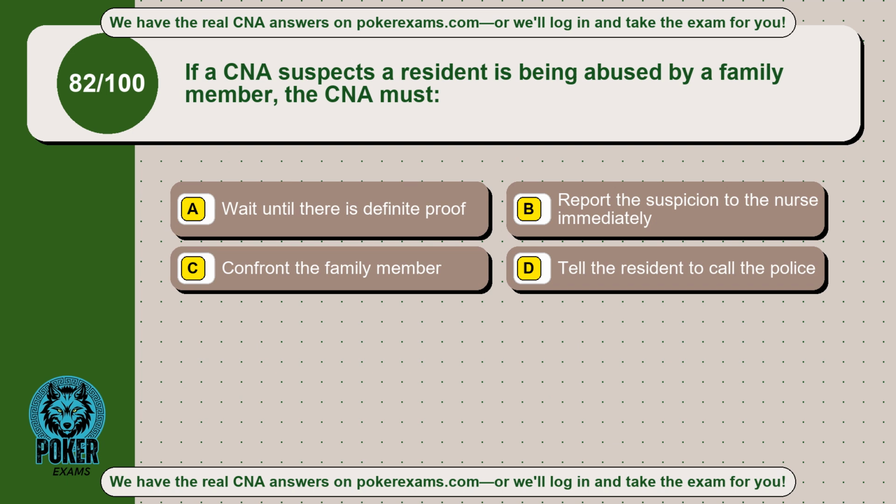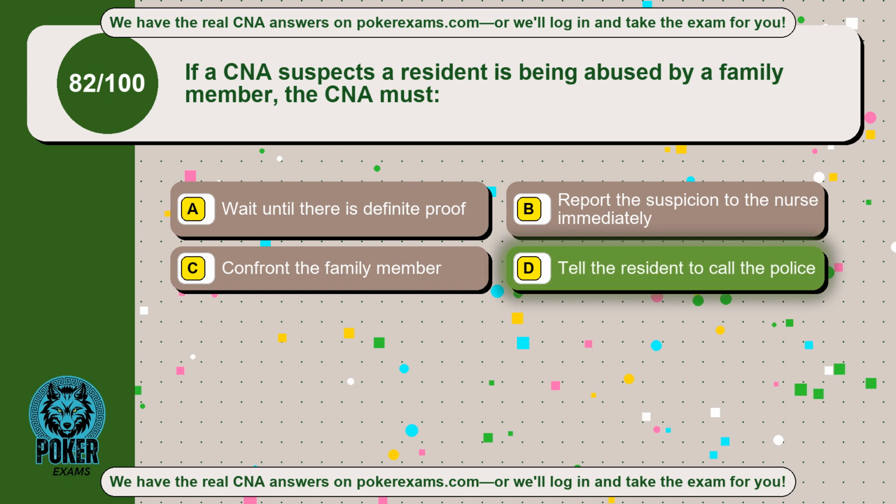Question 82. If a CNA suspects a resident is being abused by a family member, the CNA must: Option A, wait until there is definite proof. Option B, report the suspicion to the nurse immediately. Option C, confront the family member. Option D, tell the resident to call the police. The correct answer is option D, tell the resident to call the police.